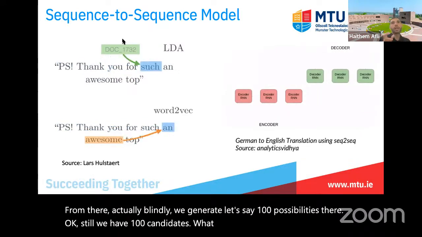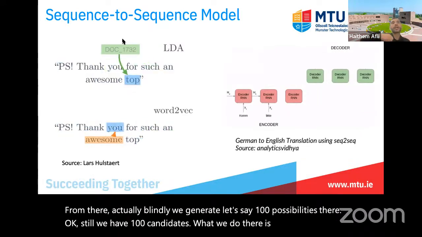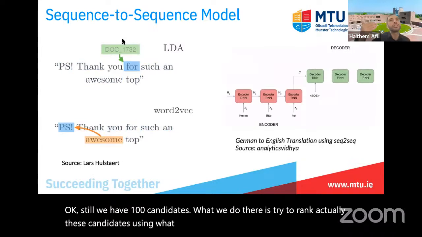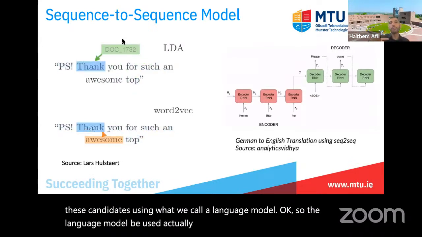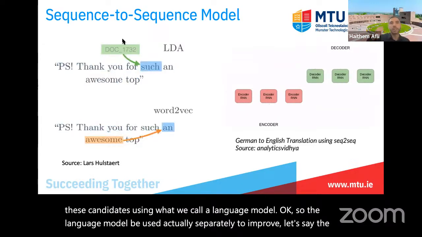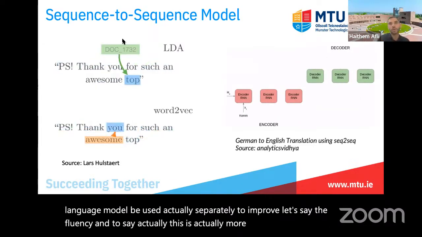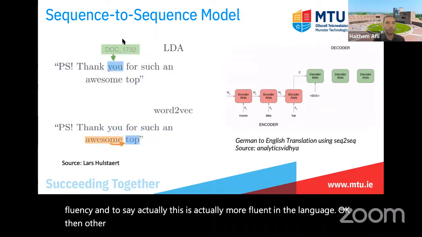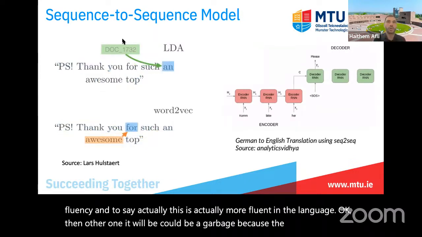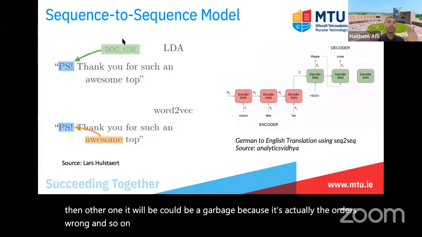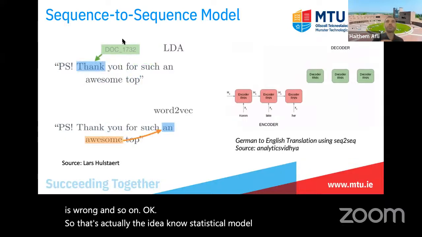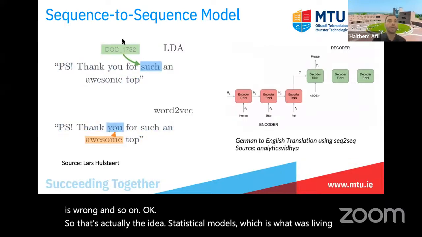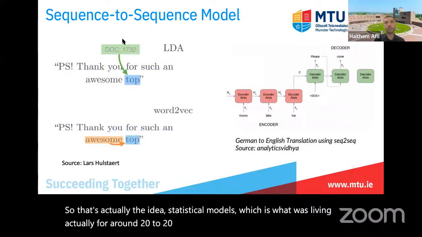What we do then is rank these candidates using what we call a language model. The language model is used separately to improve the fluency, and to say that one candidate is more fluent in the language than the other ones. It could be garbage because the order is wrong and so on. That is the idea of statistical models, which lived for around 20 to 25 years.